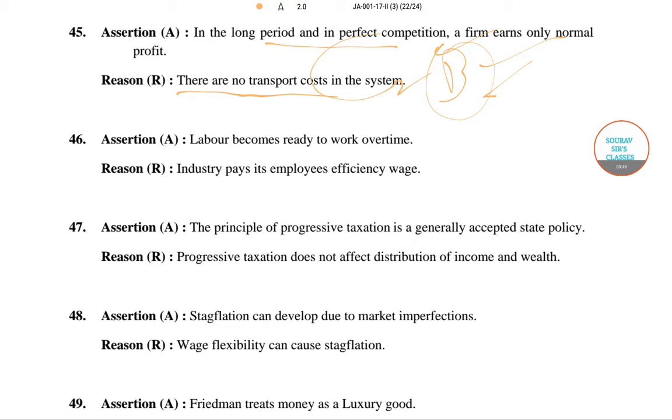Now I'll go to question number 46. In question number 46, it is given, assertion: labor becomes ready to work overtime; reason: industry pays its employees efficiency wage. For question number 46, the right answer is option B again. This is right, this is also right, but this is not the right explanation of this. Now I'll come to question number 47. The principle of progressive taxation is generally accepted state policy. This is right, and progressive taxation does not affect distribution of income and wealth. This is wrong. So for question number 47, the right answer is option C.